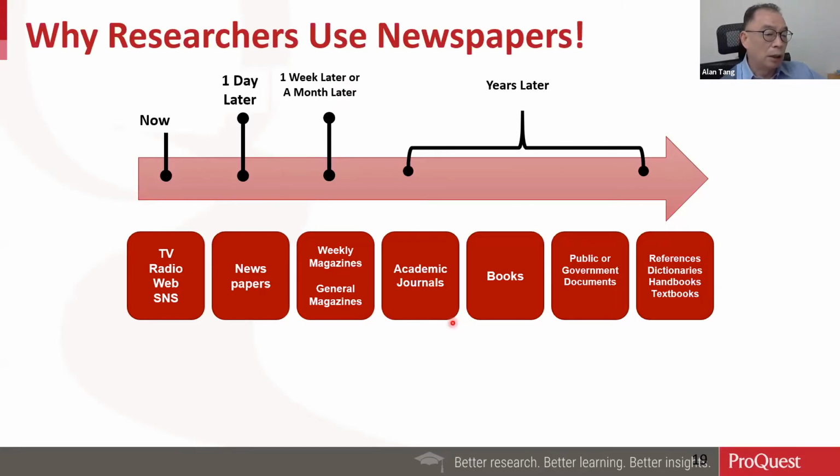Because if we write a paper and wish to publish in an academic journal, it is a long process, at least a year. But for some information, we want the latest information. So the newspaper becomes a very critical source for us to get those news.